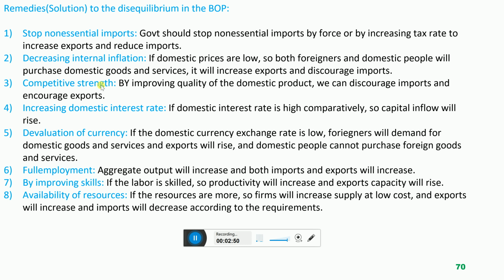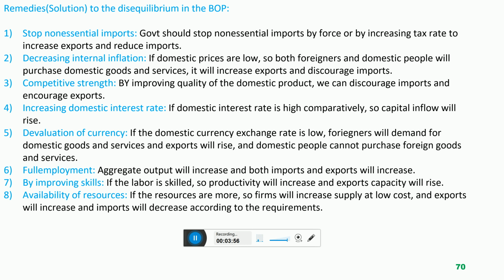Third, competitive strength. If the domestic country, by using good engineering skills, trained labor and advanced technology, manufactures competitive products, branded products, good quality, good standard, and by better advertisement activities the government promotes the domestic products, then automatically exports will increase, and domestic people will also purchase domestic goods and services, so imports will decrease. This process will continue until at least exports equal imports. So competitive strength means we have to manufacture branded products, good quality, good standard.